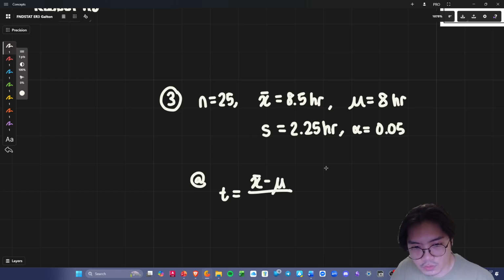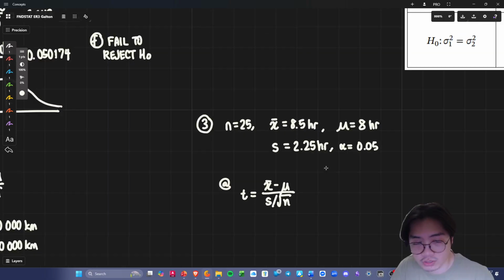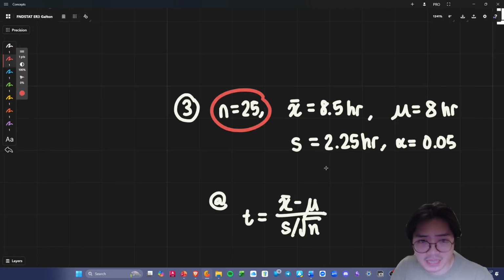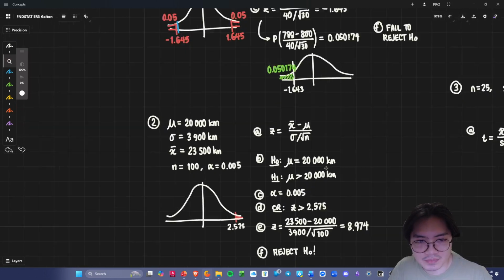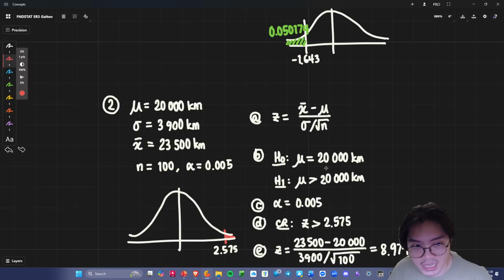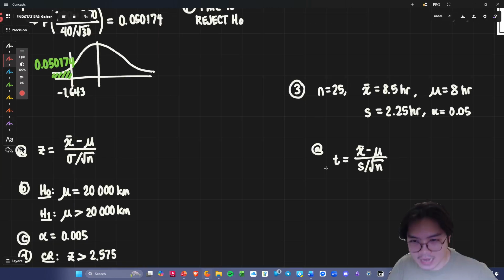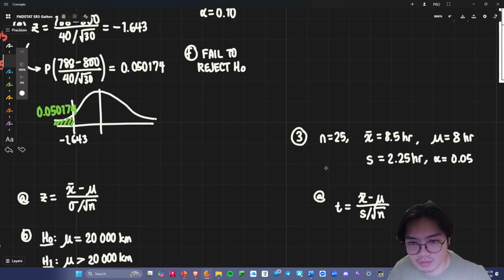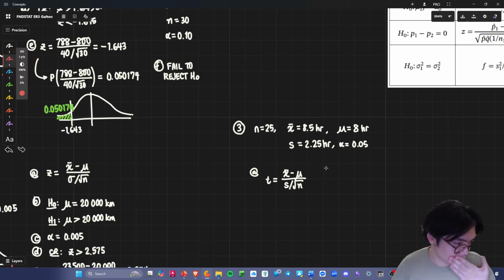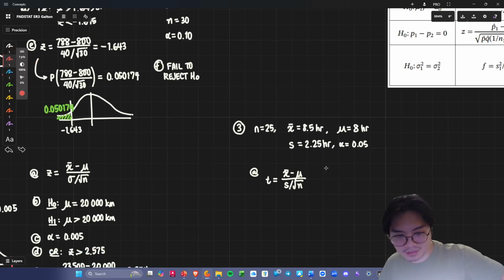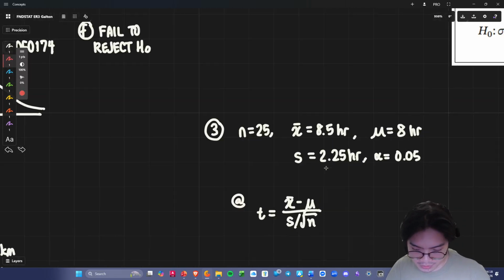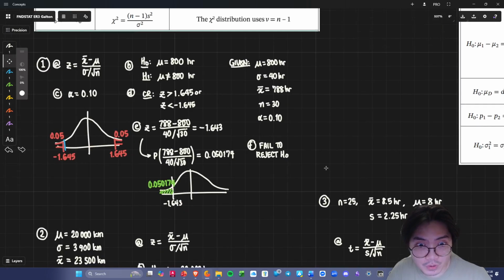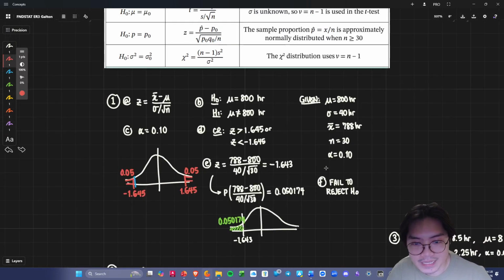X bar minus mu all over S per square root of n. Notice as well that the sample size here is not that large. 25 people is quite large, but it's not something compared to n equals 100. For more and more values of n, you can bet that the distribution becomes approximately more normal. This is what we learned in the central limit theorem, if we remember that from the sampling lecture.